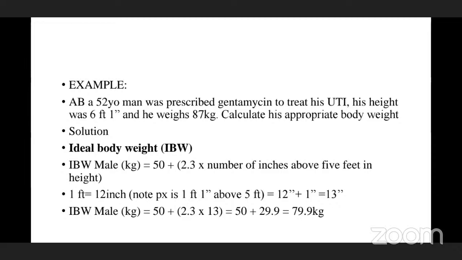Now plugging in the formula for the male, it is 50 plus 2.3 times the number of inches above 5 feet. For this particular patient, he was 1 foot 1 inch above 5 feet. And we know that 1 foot is equal to 12 inches, plus the extra 1 inch, that's 13 inches. So when we plug in the values, that will be 50 plus 2.3 times 13, and that will give us 79.9 kg. So when we're calculating the ideal body weight, instead of using 87, we're going to use 79.9 kg.